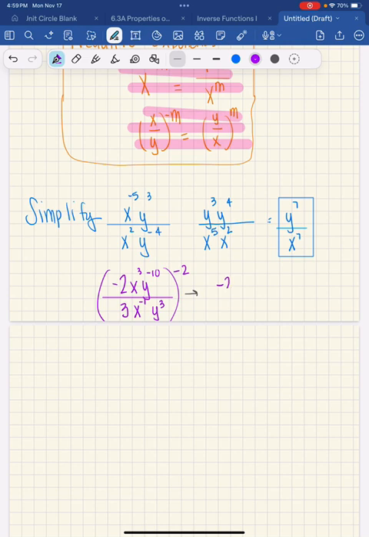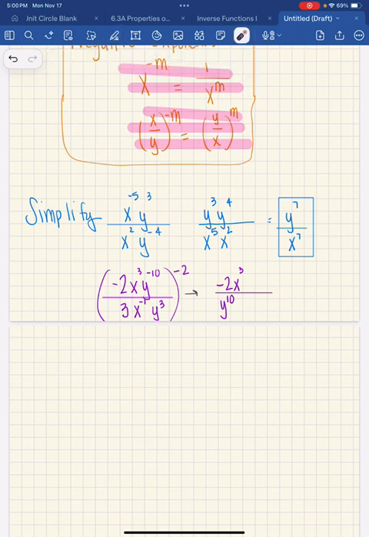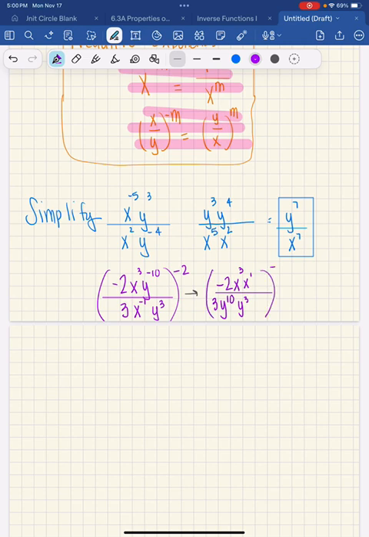Negative 2, it's a coefficient, not an exponent. Don't move it. The negative 2 is a coefficient. It doesn't move. Y to the negative 10, it's negative. Move it down to the bottom and make it positive. This 3 doesn't move. Y cubed doesn't move. X to the negative 1, that's going to move. So I'm going to leave the 3 alone. And I'm going to leave the y cubed alone. And I'm going to bring x to the first on top. And that whole thing is going to be raised to the negative 2 power.